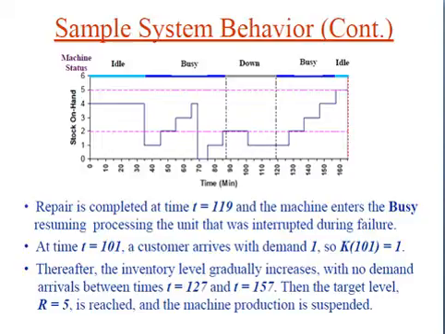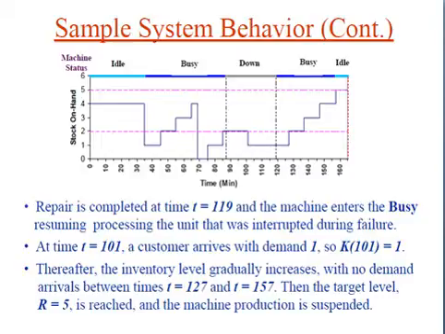Right, at time t is equal to 119, the repaired machine resumes processing of the unit whose processing was interrupted at the time of failure. That unit completes processing at time t is equal to 127.